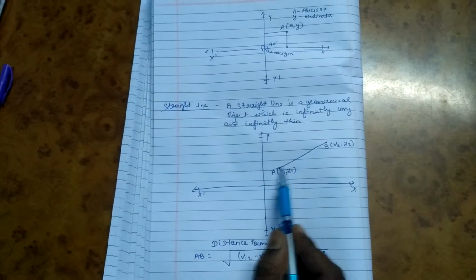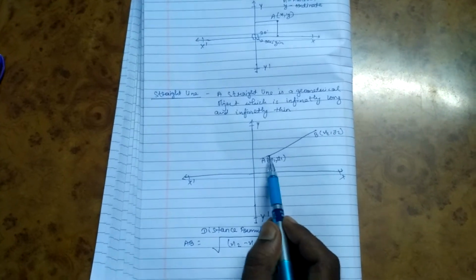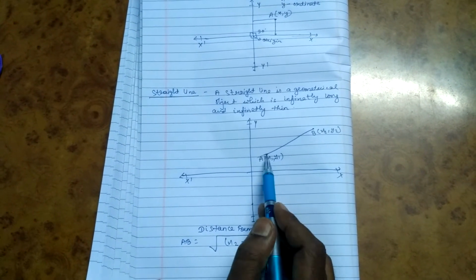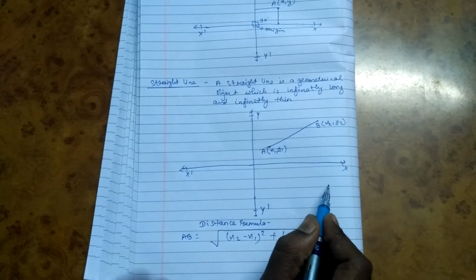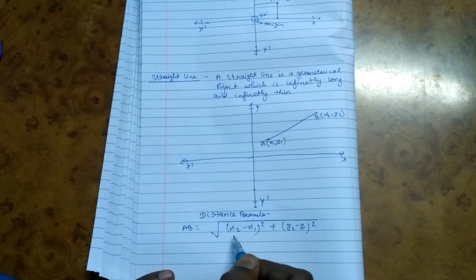If we're talking about two finite points in a straight line, we can find the distance between these two finite points using the distance formula, and that is called a line segment. We can say that a straight line may be divided into a line segment and a ray. A line segment has a fixed length, and this fixed length can be found using the distance formula.